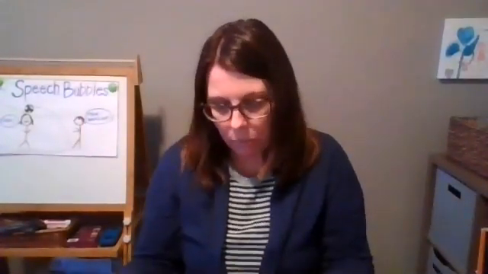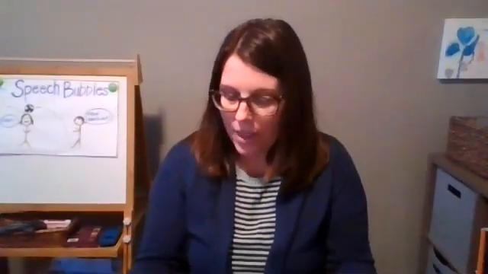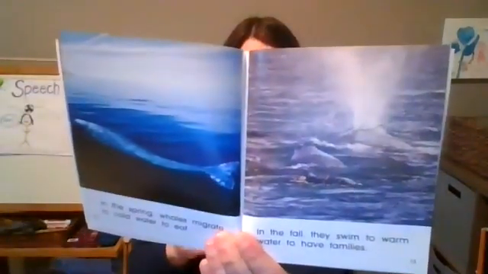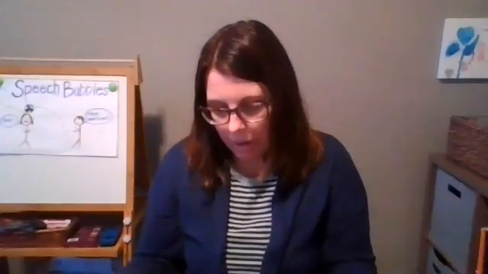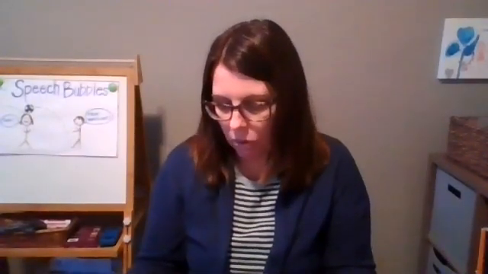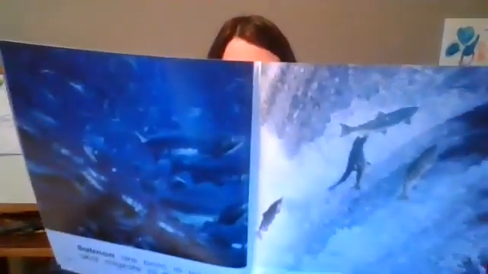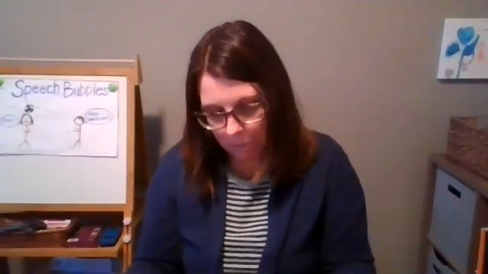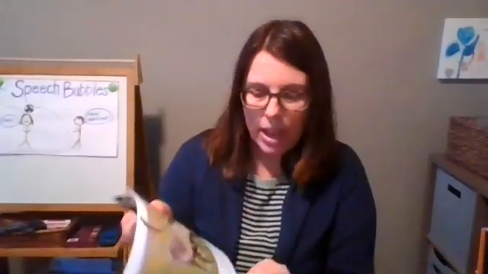In the spring, whales migrate to cold water to eat. In the fall, they swim to warm water to have families. Salmon are born in rivers and migrate to the ocean. They migrate back to the river to have their young. Many animals migrate from place to place. They migrate to find food or to have young.